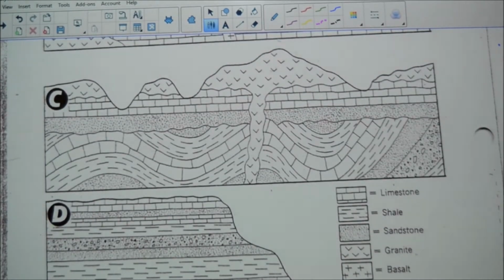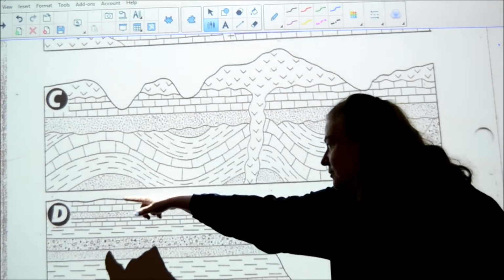So we're going to do data on C. We're looking for what is our oldest. Remember, oldest we're going to name as number 1. It's the first thing that happened. So oldest is on the bottom, law of superposition. So the bottom, here's the thing.